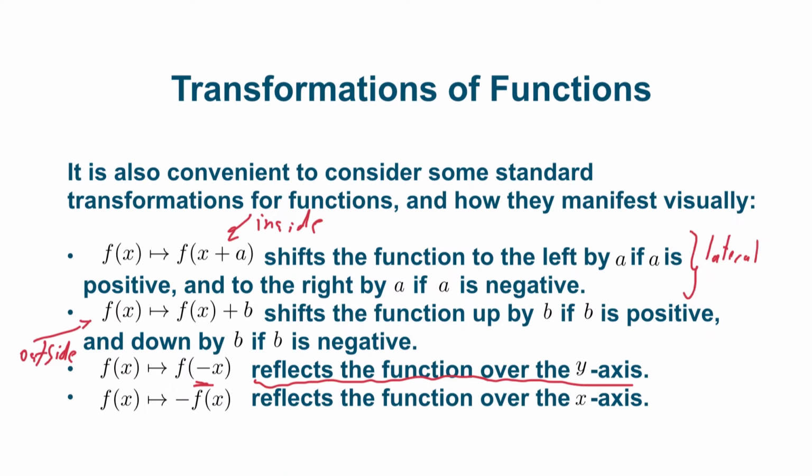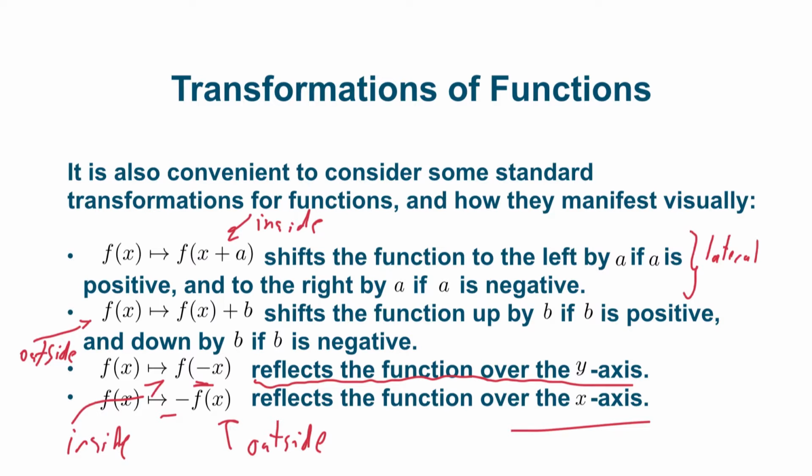So what if I replace x with negative x? Well, that's going to flip me over the y-axis. So this is a reflection over the y-axis. And notice that the negative sign is on the inside. If the negative sign is on the outside, then I flip over the x-axis. So again, this is inside and outside. So this is a flip over the x-axis.